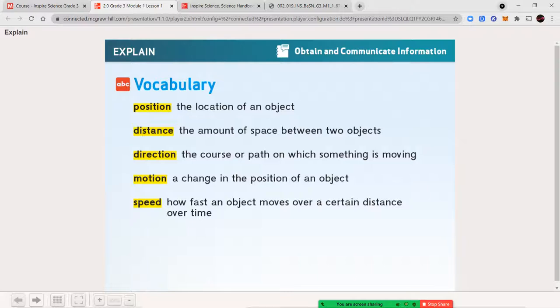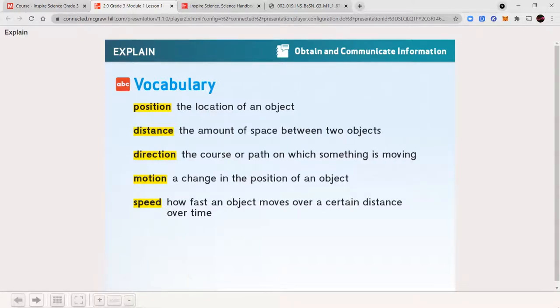Now, our vocabulary for this lesson are the words position, distance, direction, motion, and speed. Position is the location of an object. It's where something is. Distance is the amount of space between two objects. So if we were measuring the distance on that ruler where the snail had started and where it had ended. Direction is the course or the path which something is moving.